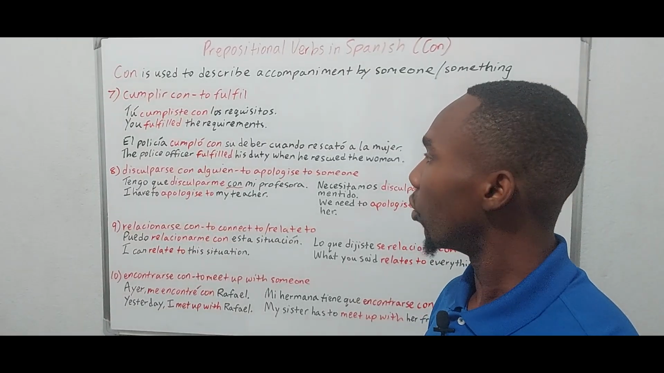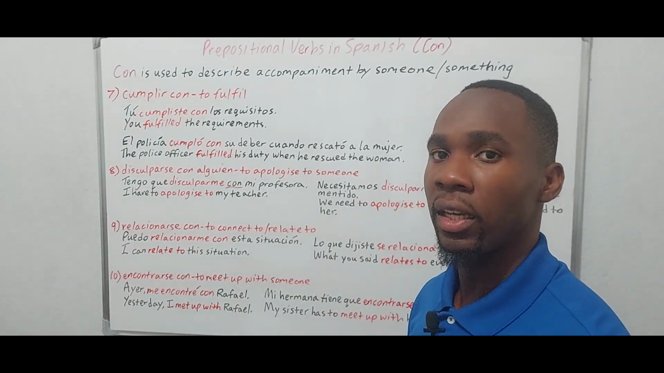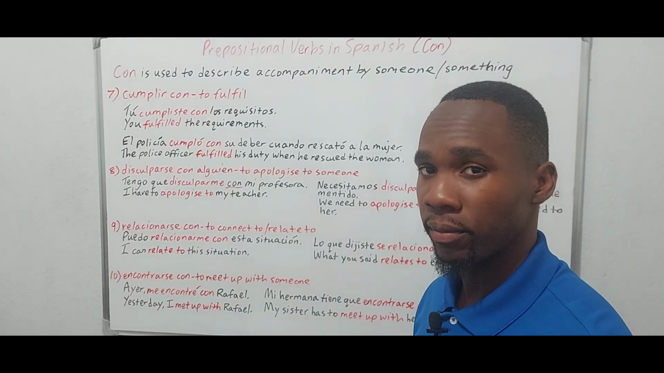All right? So, estos son 10 verbos que necesitan la preposición con.